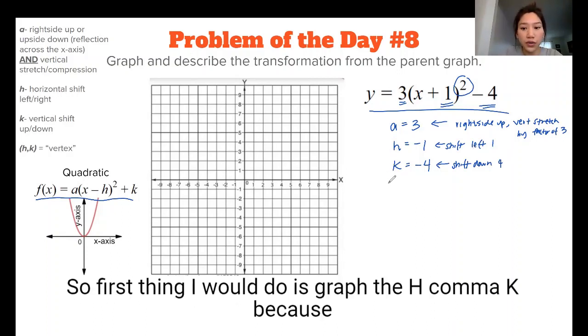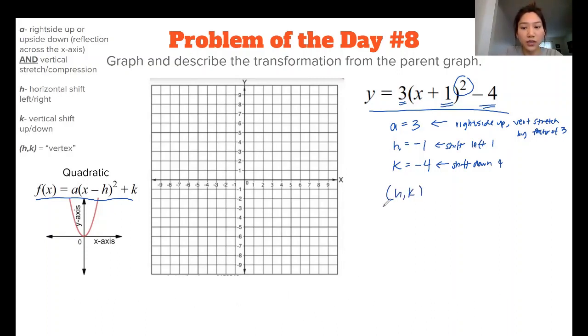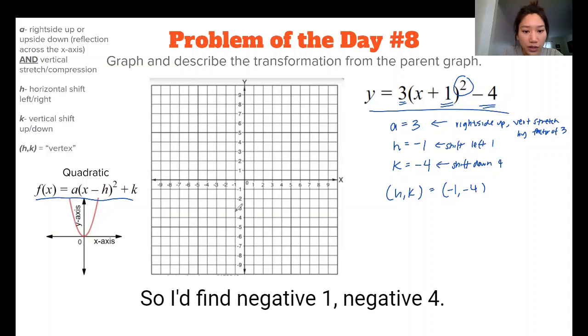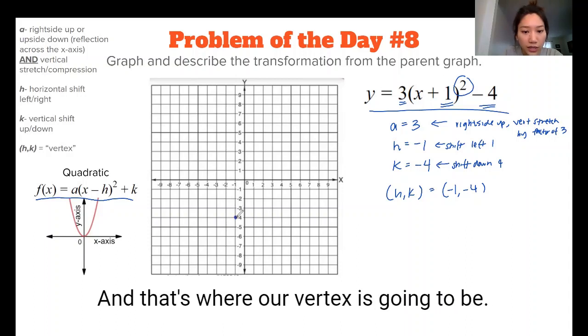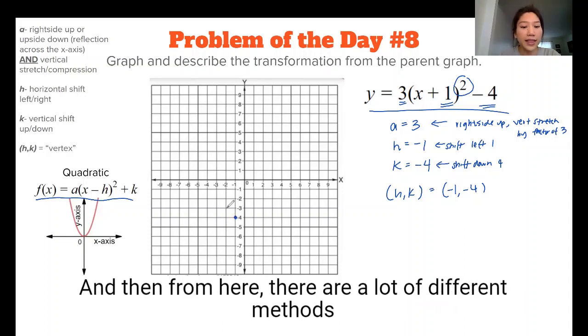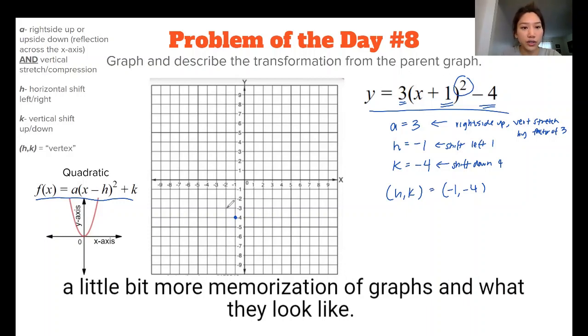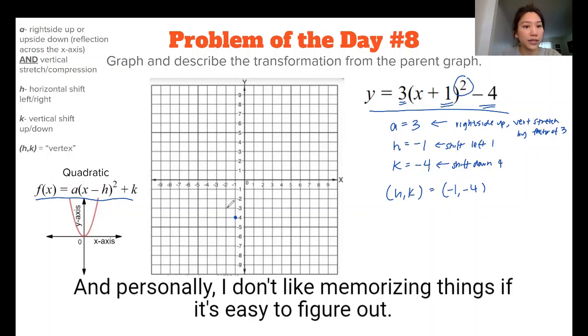And so then all we have left to do is to graph it. So first thing I would do is graph the H comma K, because that's going to give you the vertex. So our H comma K is -1 comma -4. So I'd find -1, -4, and that's where our vertex is going to be. And then from here, there are a lot of different methods that you could use to graph it, but that kind of requires a little bit more memorization of graphs and what they look like. And personally, I don't like memorizing things if it's easy to figure out.